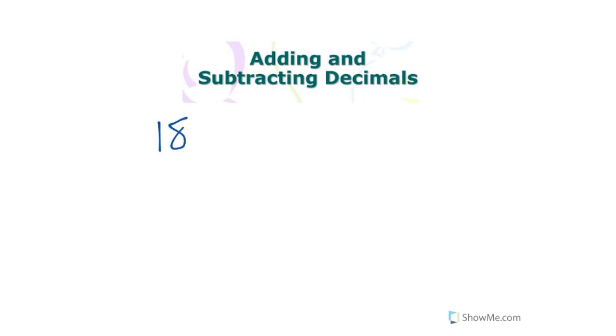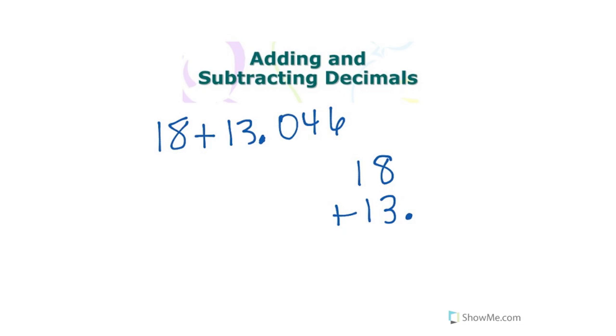Let's try 18. Let's do plus this time. 18 plus 13 and let's do 46 thousandths. All right, what I'm going to do is I'm going to add up and down. 18 plus 13 and 46/100. Now remember, guys, this is 18 wholes.